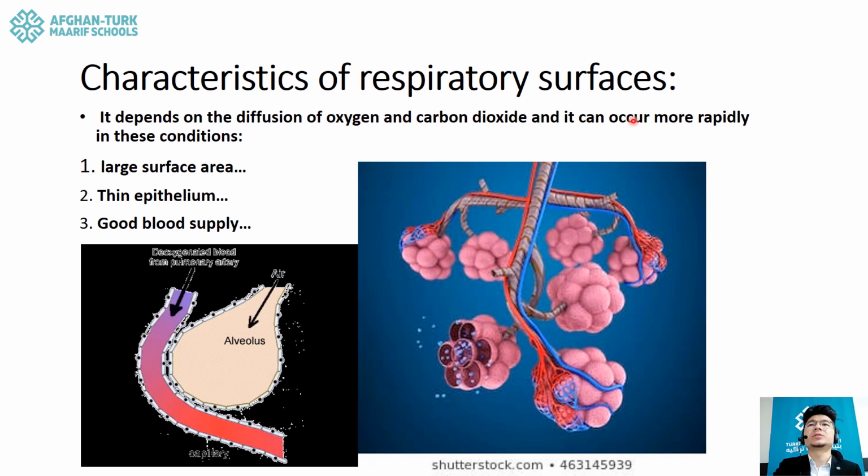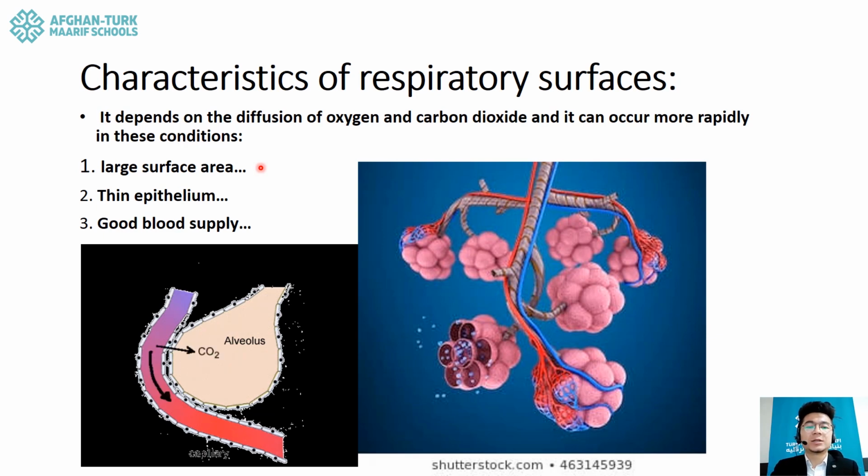Now, the characteristics of respiratory surfaces. Respiration depends on the diffusion of oxygen and carbon dioxide, and it can occur more rapidly if these three conditions are present. First of all, a large surface area. I have told you that alveoli are present to increase the surface, and we have enough alveoli. 350 million alveoli are present inside our lungs, and they make a very large surface area. Second, a thin epithelium.